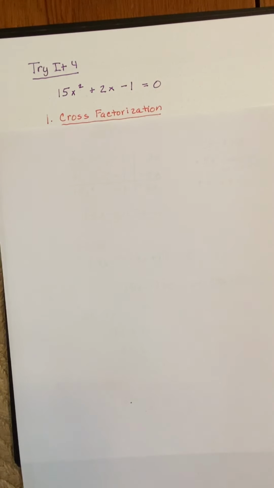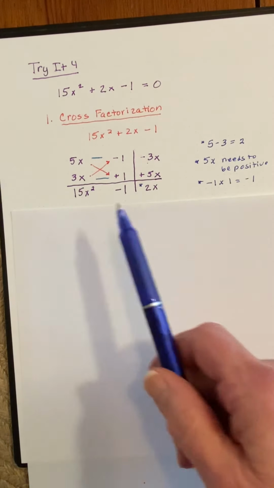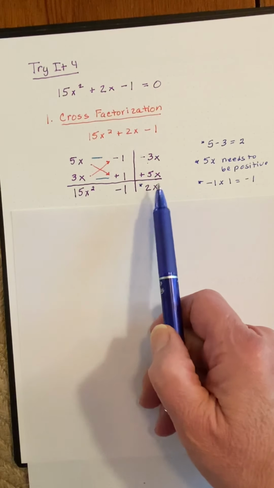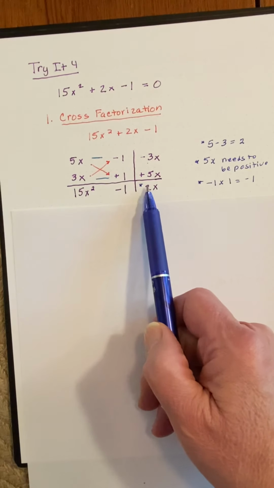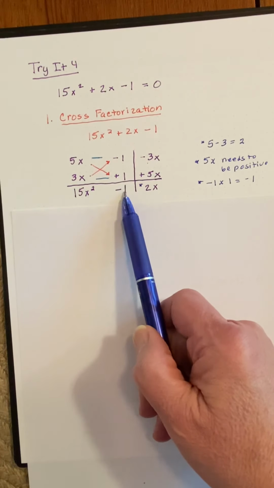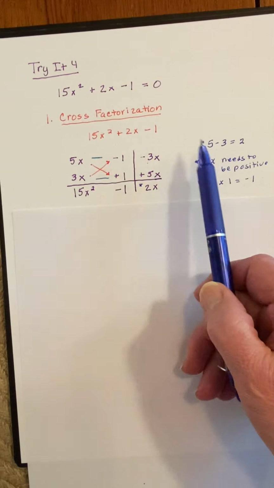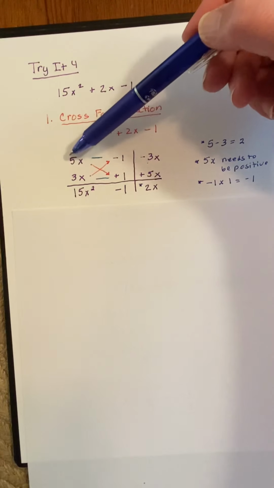So first, we're going to do the cross factorization of 15x squared plus 2x minus 1. We set it up as we learned: 15x squared, the minus 1, and the 2x. Now I have a little asterisk there. To get to positive 2x, while having a negative 1 in this position, I'm going to need a positive and a negative somewhere. So I'm going to need 5 and 3. I say 5 and 3 because I got a 5 here.